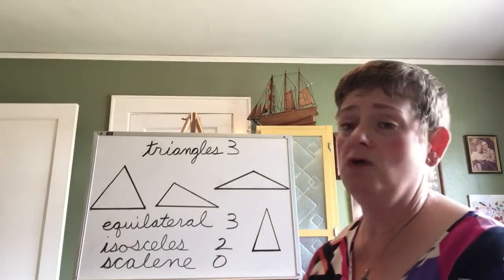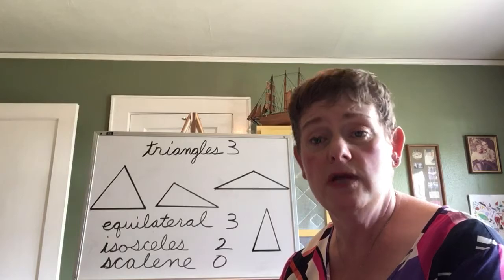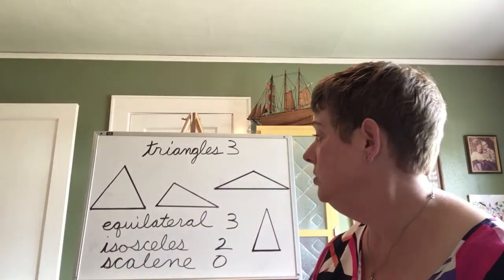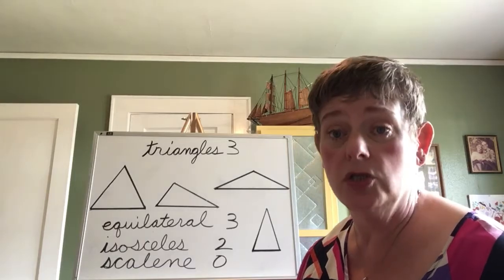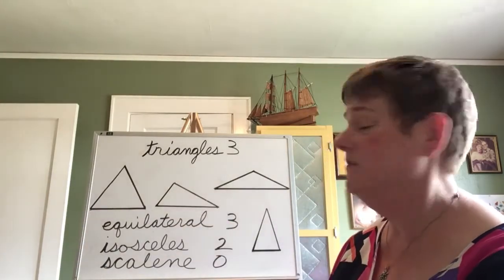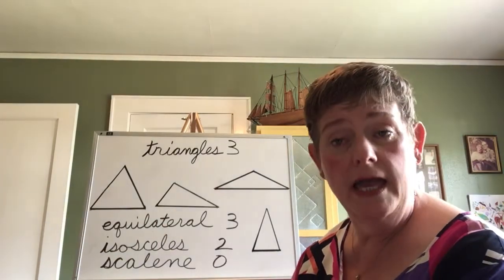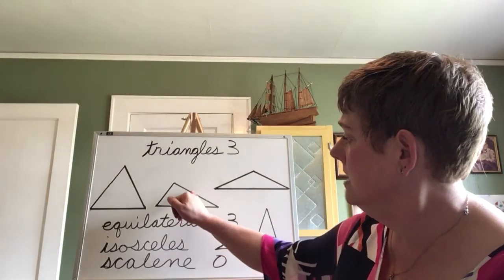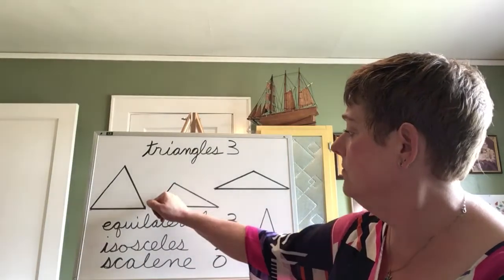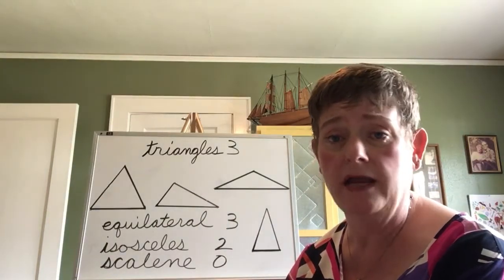The scalene triangle has 3 sides that are all different lengths. Now, sometimes you can just look at a triangle and you can tell. You can just look and you can see that this line is obviously shorter than this line. And if you look carefully, you can see that this line is shorter than this line and it's longer than this line. So none of these lines are the same length.